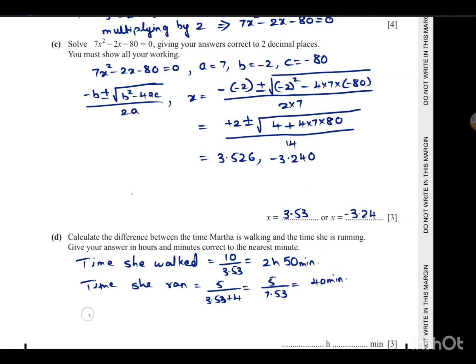Now we'll find out the difference. Difference is equal to 2 hours 50 minutes minus 40 minutes. So you will obviously subtract minutes from minutes. So 40 taken out from 50 will be 10 minutes. So that will be 2 hours 10 minutes. 2 hours 10 minutes is the answer.